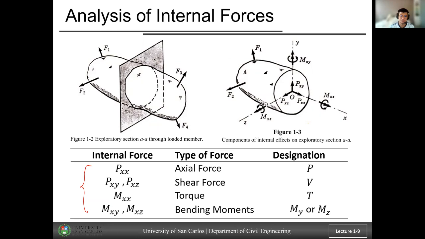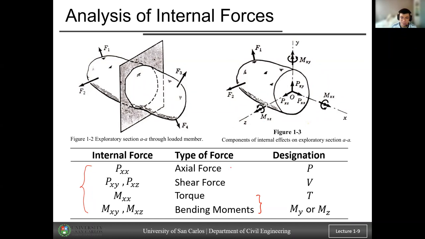So axial force, shear force, torque, and bending moments. Usually torque and bending moments are the same because they are just rotation forces. It will depend on the direction of the torque or the rotation or the bending, whether it's towards the z-axis, the x-axis, or the y-axis. But usually at our level we just deal with the 2D plane, x and y. We don't do 3D yet because 3D is more difficult.